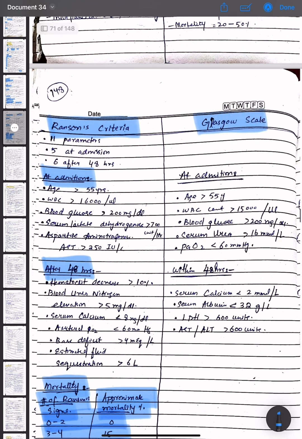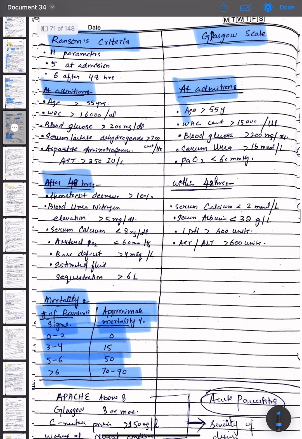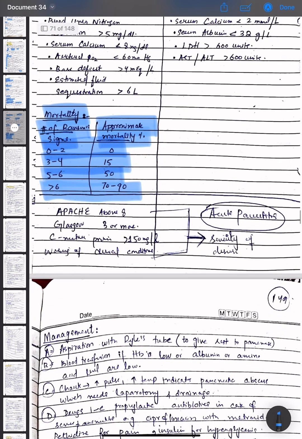At admission: age greater than 55 years, WBC count greater than 15,000, blood glucose greater than 200 mg per dl, serum urea greater than 16 millimole per liter, and partial pressure of O2 less than 60 mm of Hg. Then within 48 hours: serum calcium less than 2 millimole per liter, serum albumin less than 32 gram per liter, LDH greater than 600 units, and aspartate aminotransferase greater than 600 units.